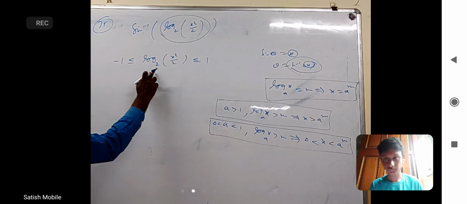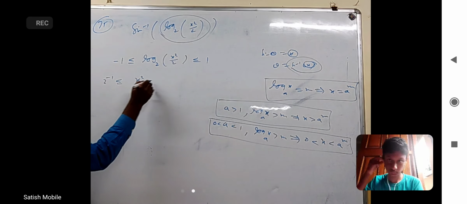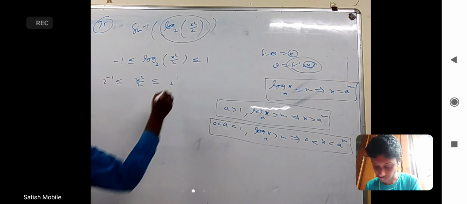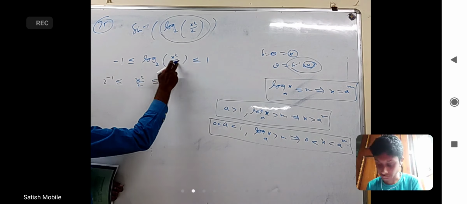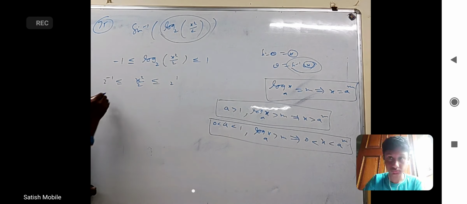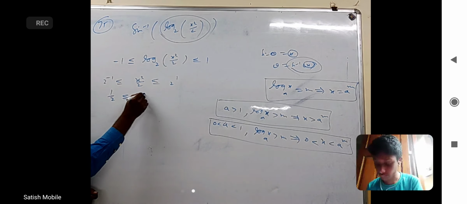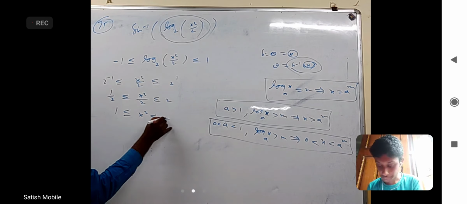Coming to this, 2 power minus 1 less than or equal to x square by 2 less than or equal to 2 power 1. Because log x base a less than or equal to m means x is less than or equal to a power m, 2 power 1, similarly 2 power minus 1. That is 1 by 2 less than or equal to x square by 2 less than or equal to 2. If I multiply by 2 everywhere, then I will get 1 less than or equal to x square less than or equal to 4.